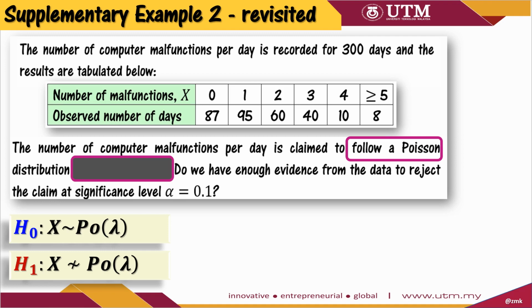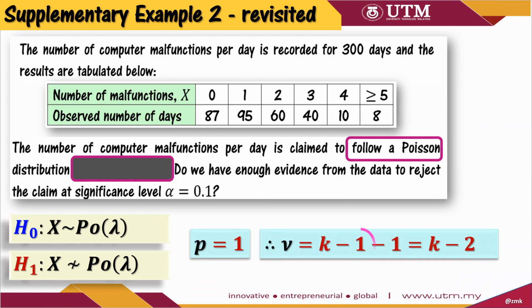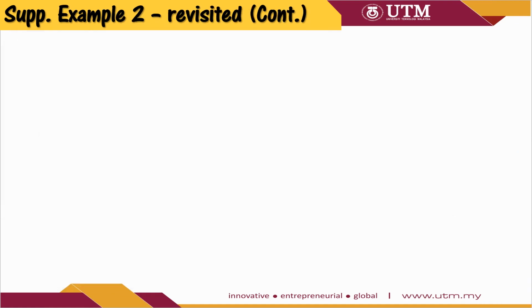Since lambda is unknown, then we need to estimate lambda first before we can calculate the Pi, followed by Ei and the chi-square test statistic values. In this case, the number of parameters to be estimated denoted by p is 1, and hence the degrees of freedom nu is k minus 1 minus p, given by k minus 2. Now, how are we going to estimate lambda? Let's find out the answer in the subsequent slide.